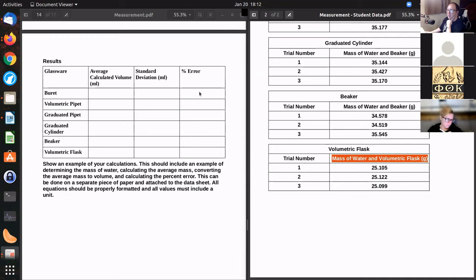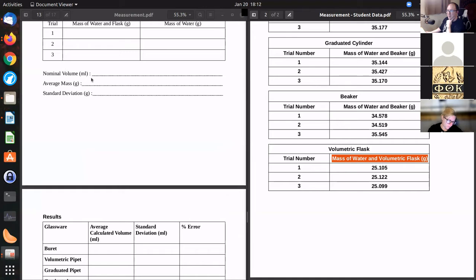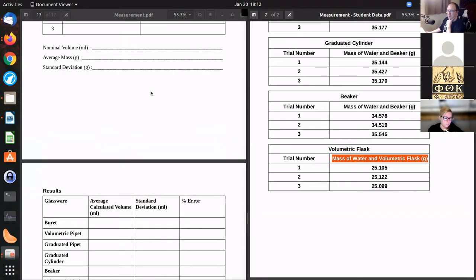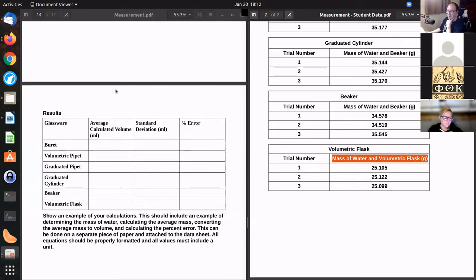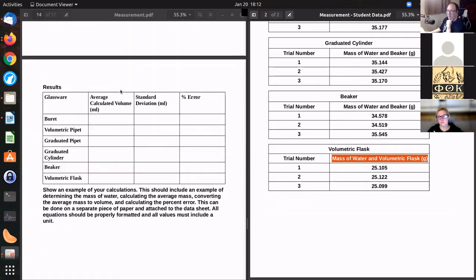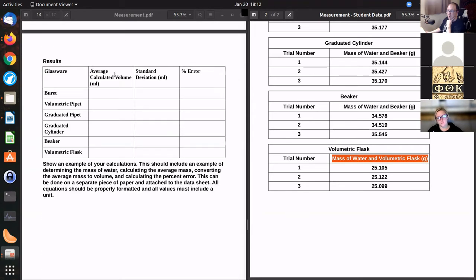And then you're going to calculate your percent error. Your percent error is going to be this value minus the nominal value for each one of your things. I think everyone is doing 10, so it would be minus 10, divided by the nominal value. You always make it a positive, okay? So it's like an absolute value kind of thing, right? And then you're going to multiply that by 100 to make it a percentage. And then you're going to put that into here.